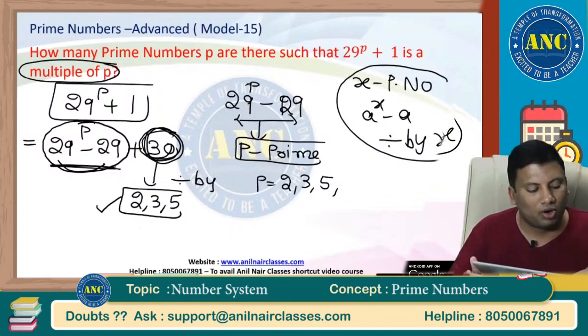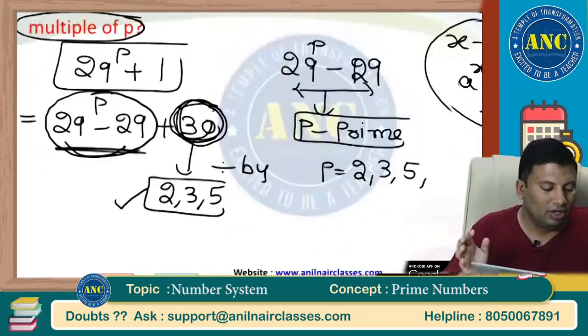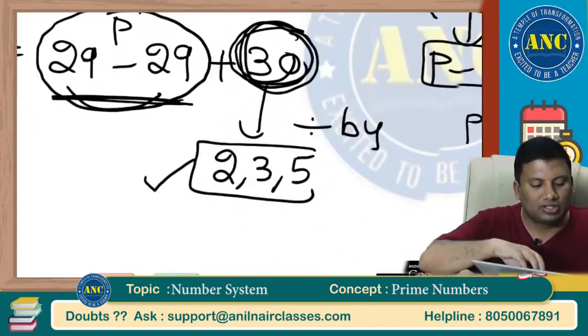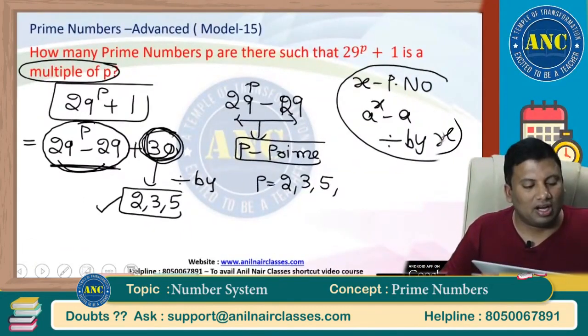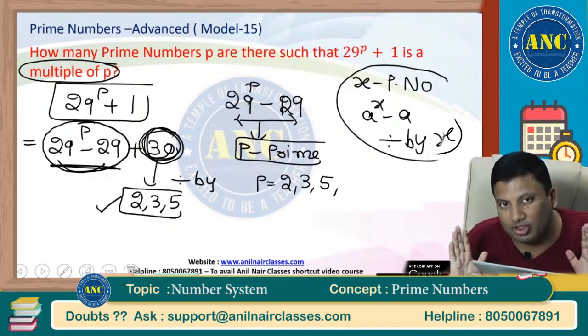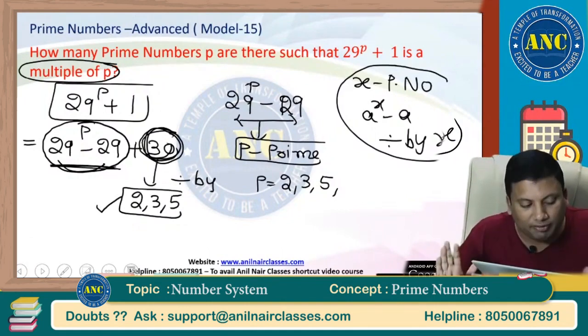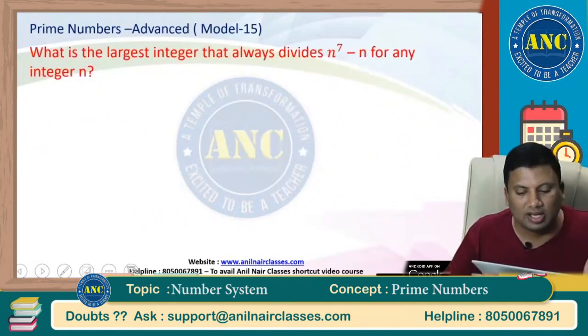Model number 15. In your online classes, you can check how many problems will be solved on prime numbers. It is the 4th session on prime numbers. In the 4th session, I am discussing 22 models.